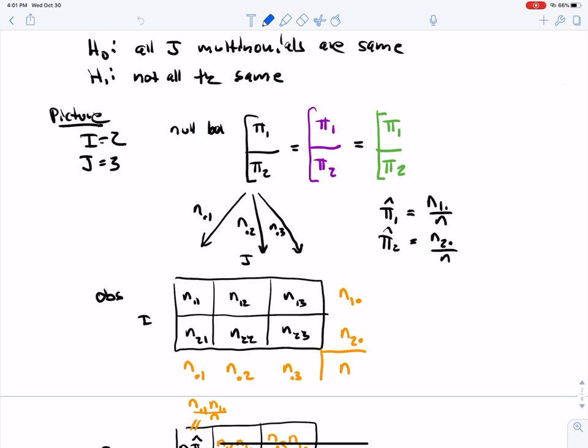So the dot refers to the sum of the counts n11 and n21. I've shown here the observed counts and their marginal counts, and you can see then that n.1 means that I'm adding up n11 and n21. Similarly, n.2 and n.3.